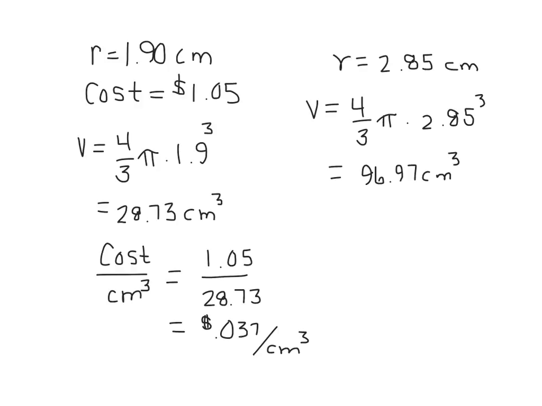And the cost per cubic centimeter, we want to get rid of cubic centimeters and end up with cost, or dollars, we determined was about 0.037. So our cubic centimeters will cancel, and we'll find that the cost of making that sphere is about equal to $3.54.